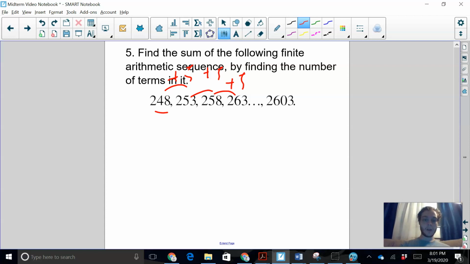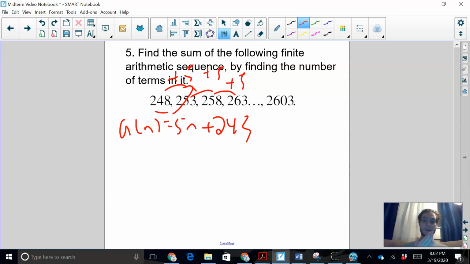So we know that our a sub n is going to be 5n, my slope, plus some number. So what is that number going to be? Well, that's going to be the y-intercept. And if you remember how to find that, you can just take away 5 from 248. So 248 minus 5 is going to be 243. Now we have the explicit form.